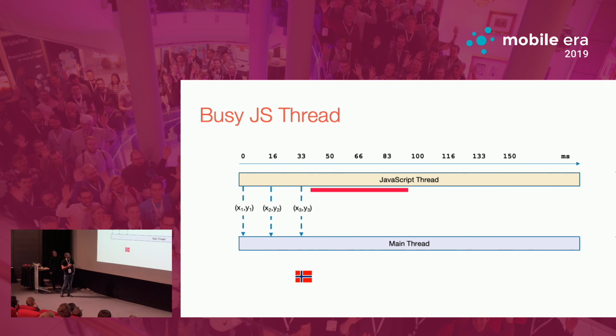Now, when the JavaScript thread becomes busy, there's no way it can send a new position to the main thread in time. So there are several frames missing, and then a new position is finally sent, but the animation becomes laggy. So the thing here is that we cannot move this heavy calculation task from the JavaScript thread. But what we can do is make the animation be controlled in the main thread.